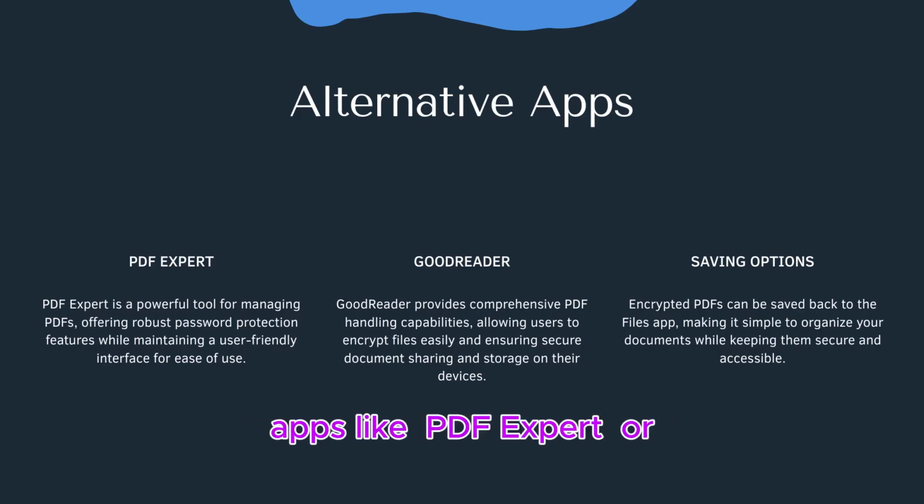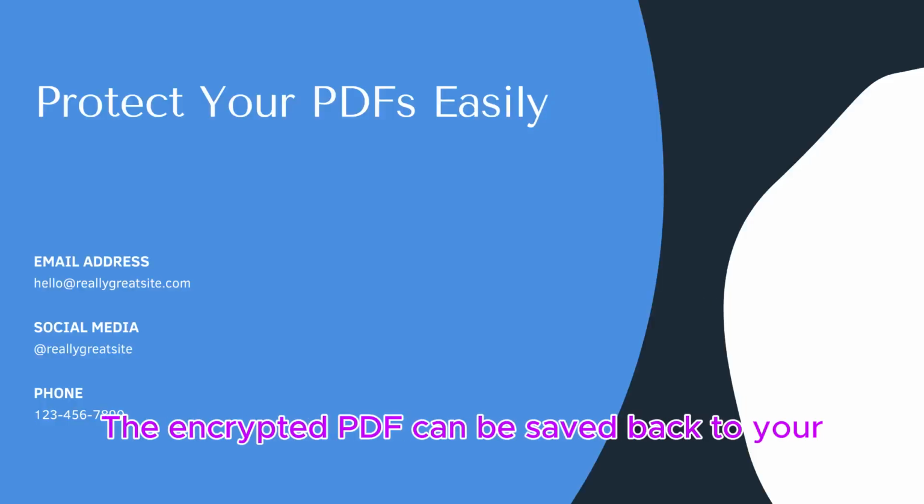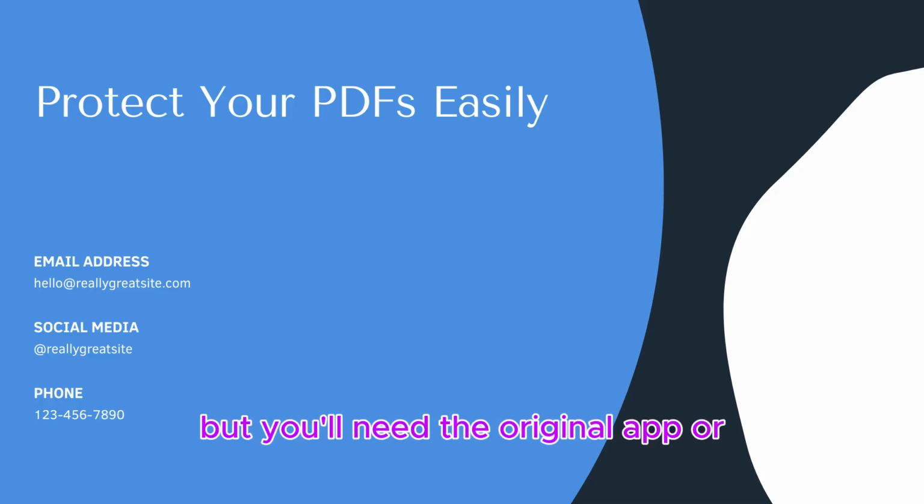You can also use apps like PDF Expert or Goodreader which offer similar protection features. The encrypted PDF can be saved back to your Files app, but you'll need the original app or Acrobat to unlock it.